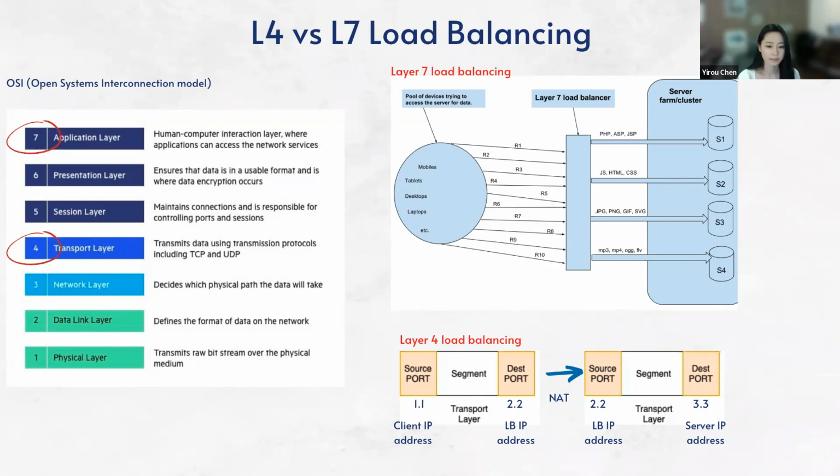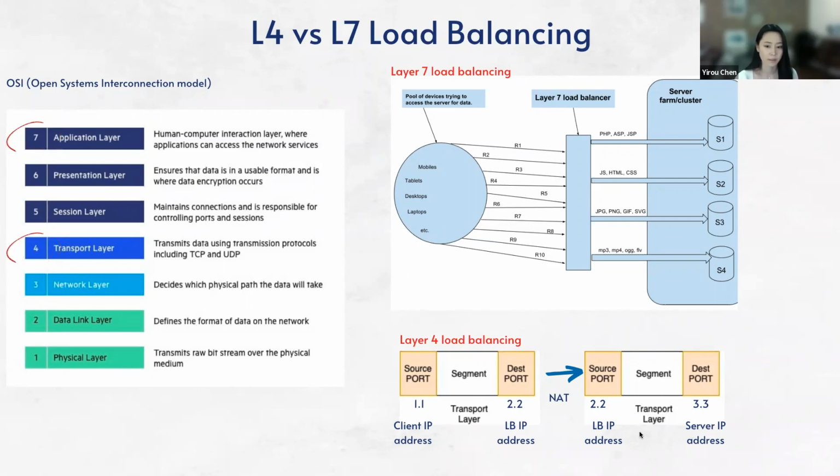So for instance, for a layer 4 load balancer, a load balancer with IP address of 2.2 receives data from clients with source IP address of 1.1. So the load balancer processes the request by changing the destination IP address to the designated server IP address, which is 3.3 here, and also changes the source IP address to the load balancer IP address itself.